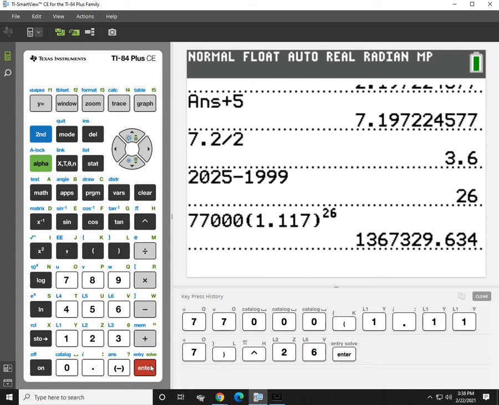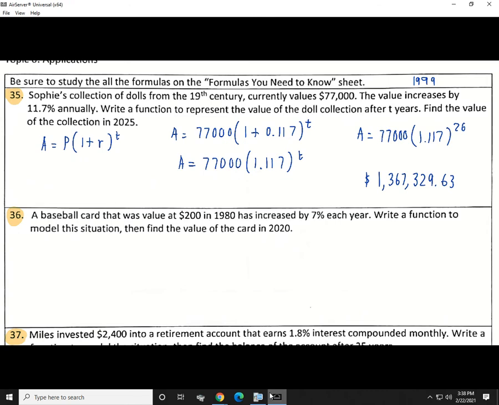I don't know. Maybe that's possible. Maybe I should start collecting dolls. But anyways, that's a crazy amount. So this one had two answers. It had the equation and it had the answer after 26 years.